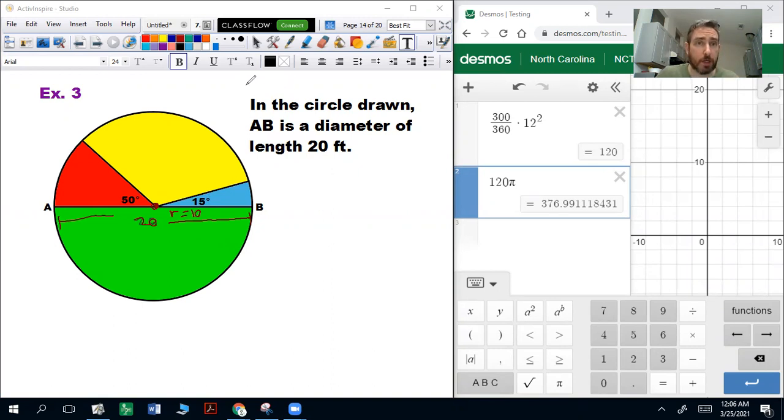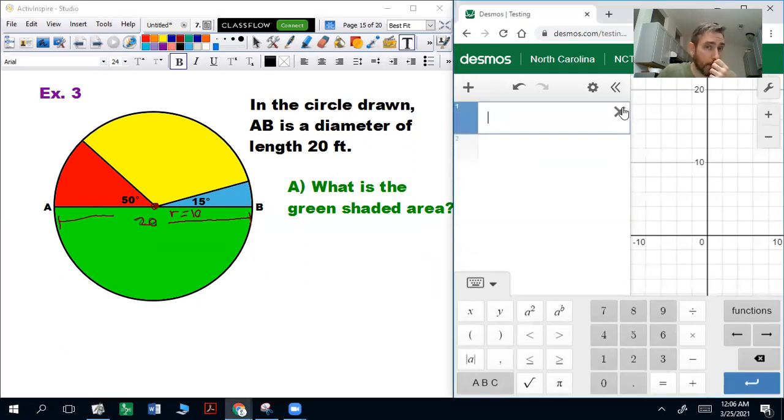Now, what does the question want to know? We want to know first, what is the green shaded area? So let's focus on what portion of the circle that would be. Now, you know that's just half the circle. So you could just get the total area of the circle and divide by 2 if you really wanted to. So we'll do it both ways. So if it's half the circle, you could do pi r squared, so pi times 10 squared.